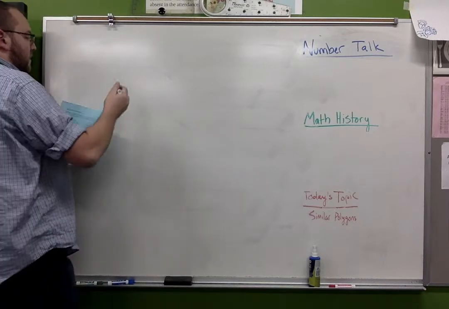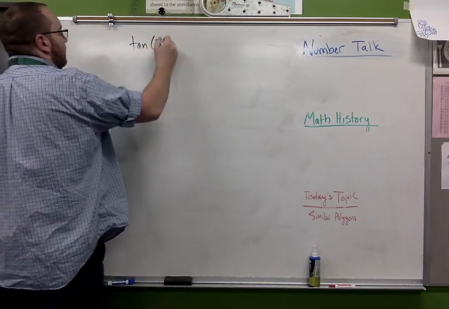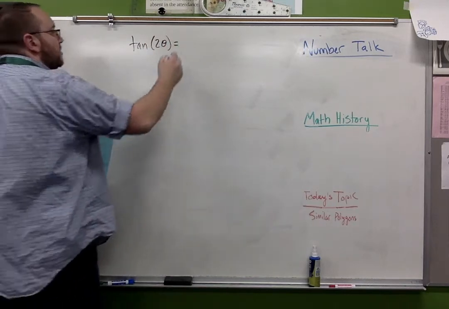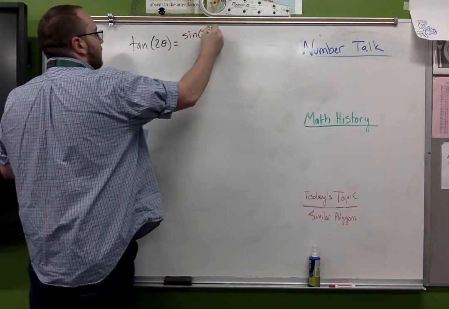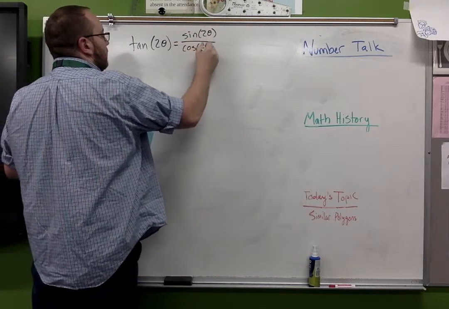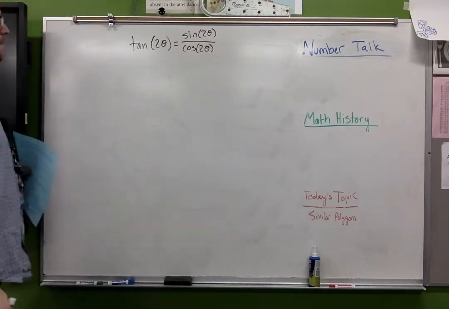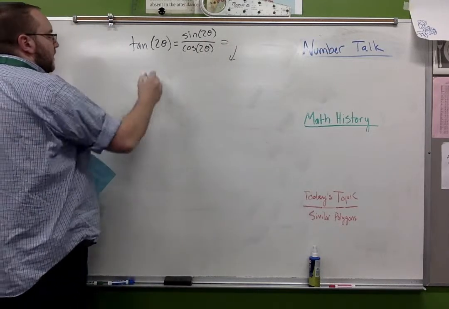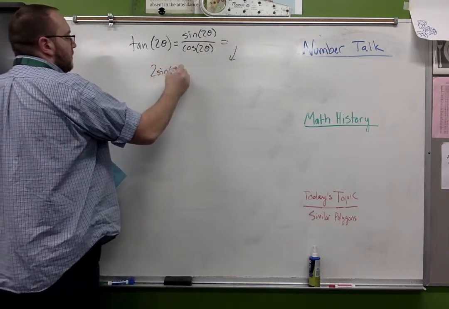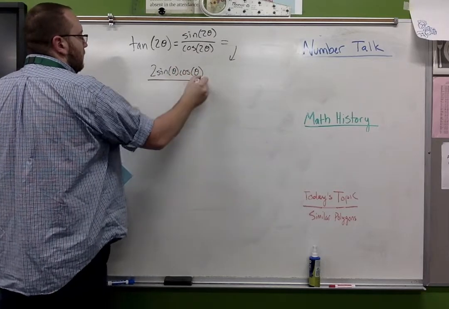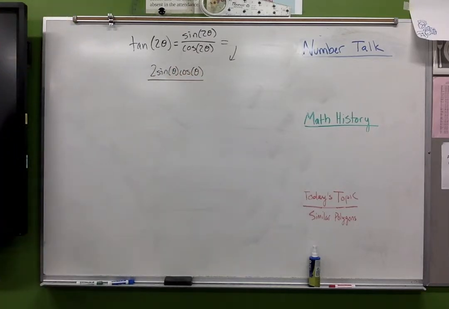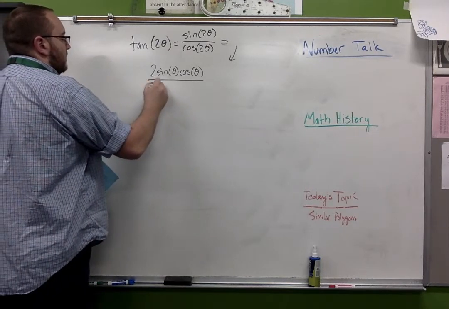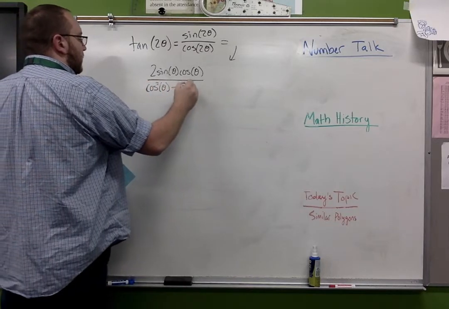So let's see here. Tangent of 2 theta. Well, by the quotient identity, we know that tangent is sine over cosine. And we just figured out what the sine double angle identity is, so let's plug that in. It's 2 sine theta cosine theta over, and we know that we have a cosine double angle identity. We're going to use the first one that we found: cosine squared theta minus sine squared theta.